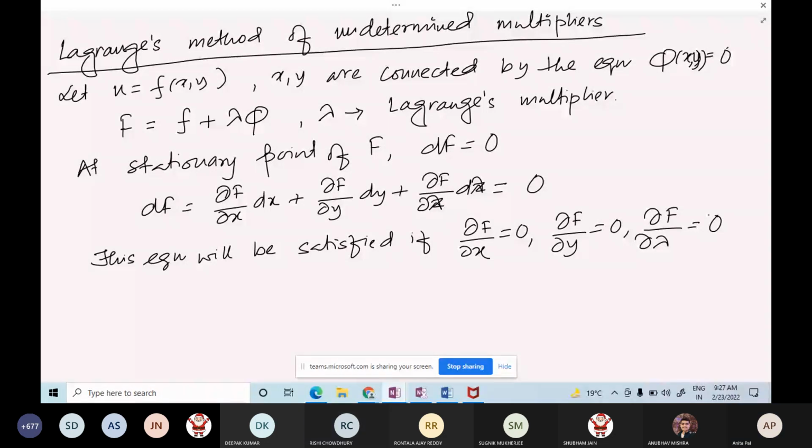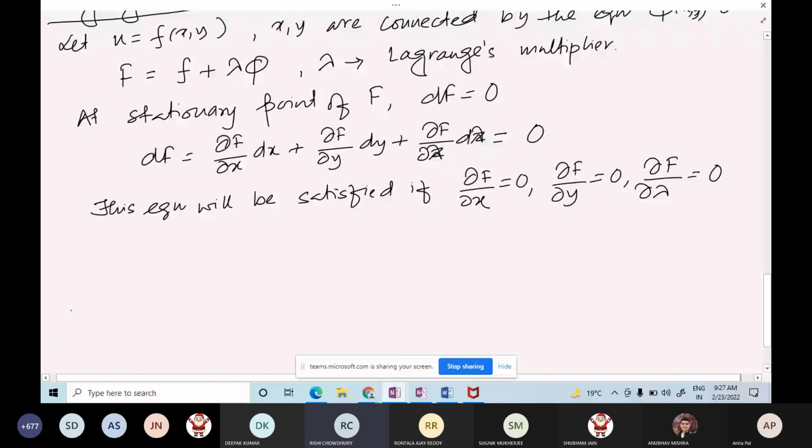Ma'am, where is d psi in df? Psi is also a function of x and y. Phi? Yes, ma'am, phi. Phi is also a function of x and y. Phi of x comma y is already equal to 0. Phi is a relation between x and y.